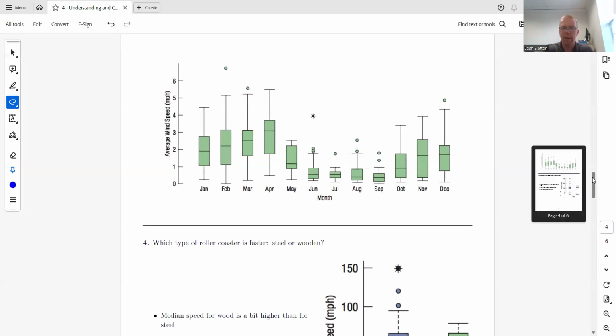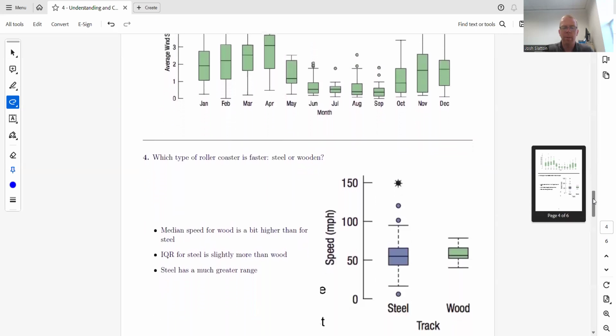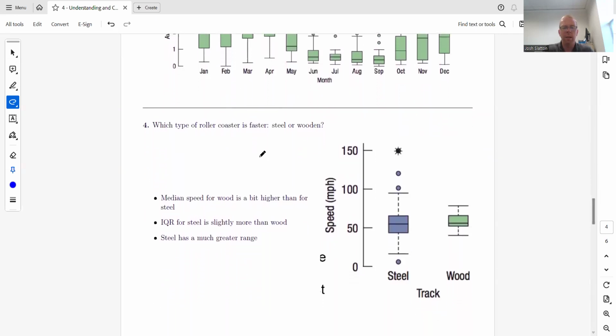All right, so another example, and we'll compare these box plots. We have steel roller coasters and wooden roller coasters. The median for steel is a bit higher. It might actually be, it's probably about the same. Actually, we could probably say it's the same. The median is this middle line, and it's about the same for both.